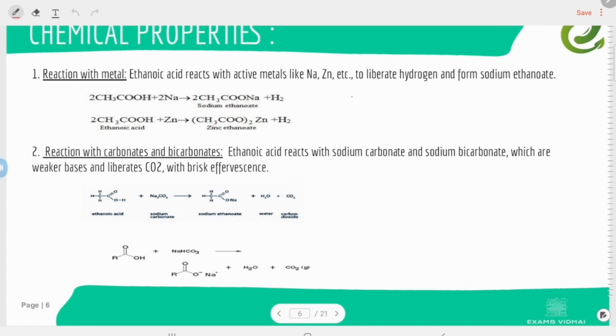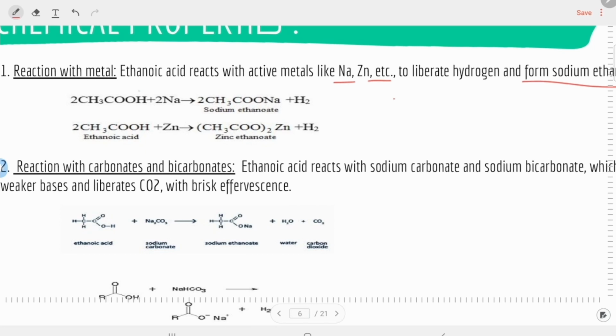Reaction with metal. Ethanoic acid reacts with active metals such as sodium, zinc, etc. to liberate hydrogen and to form sodium ethanoate. We first take one molecule and H is replaced by Na and sodium ethanoate is formed. But only H plus will be formed in that case. But H plus can't survive on its own in the atmosphere because it's unstable. Therefore, we take two molecules of ethanoic acid to form H2 gas.